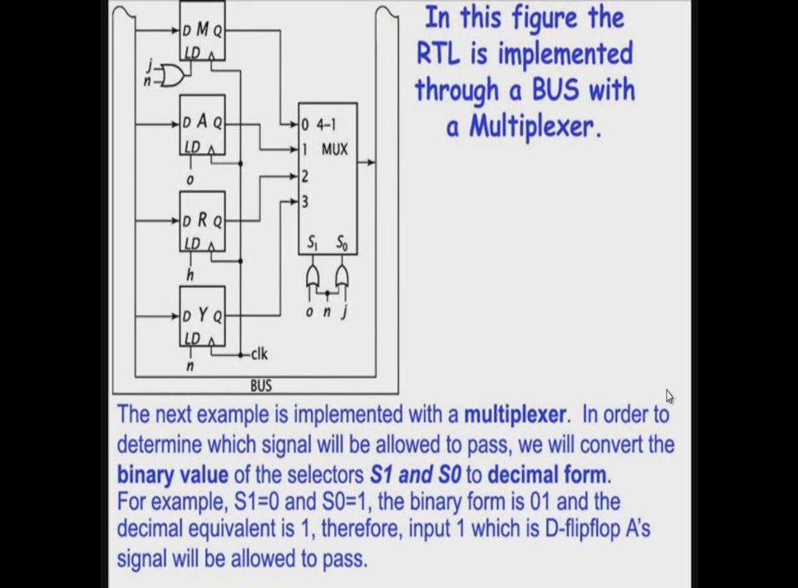The next example, in this figure the RTL is implemented through a bus with a multiplexer. In order to determine which signal will be allowed to pass, we will convert the binary value of the selectors to decimal form.